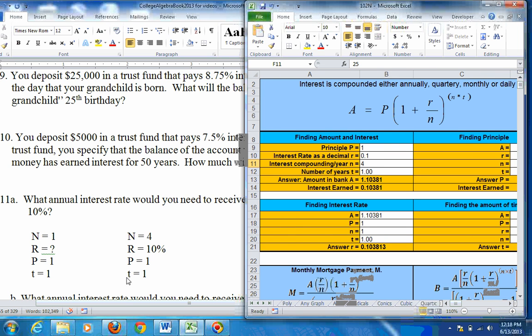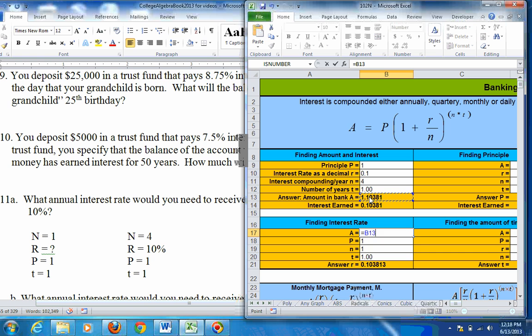I'm figuring out the amount of money I would have if I put in $1 for 1 year at 10% compounded quarterly. So I put in $1, 10% quarterly for 1 year, and I end up with 1.10381. Now carry all those decimal points and type that in here, or you can do this, equals, and just click on this, and it's actually more exact.